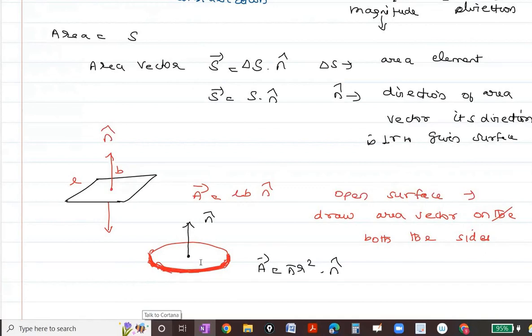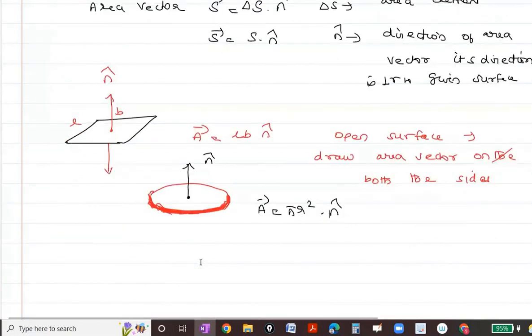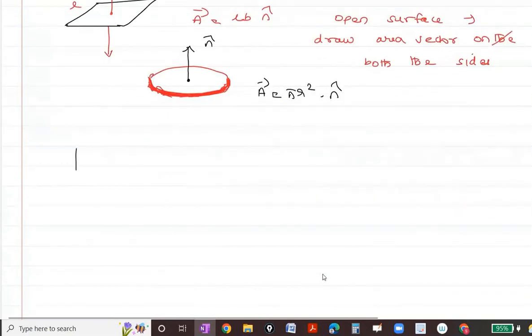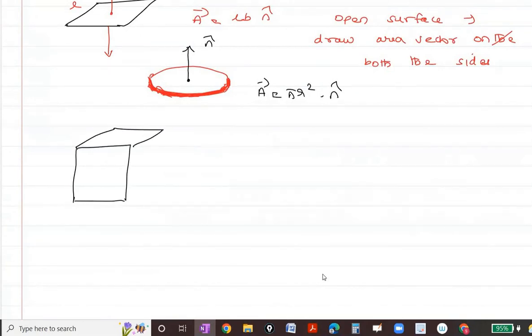Is that clear or no? Area vector, everyone? Yes, ma'am. Area vector is very, very important. So this is the area vector in case of an open surface. What will happen if the area vector is for a closed surface like a cube? If I give you a cube, it has 6 faces, right?